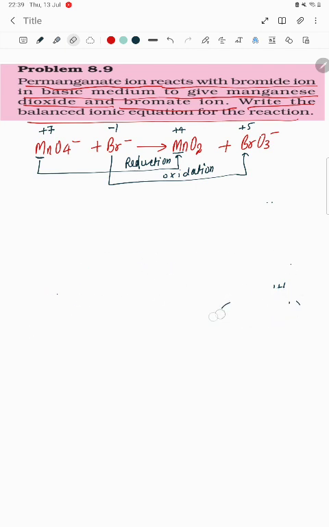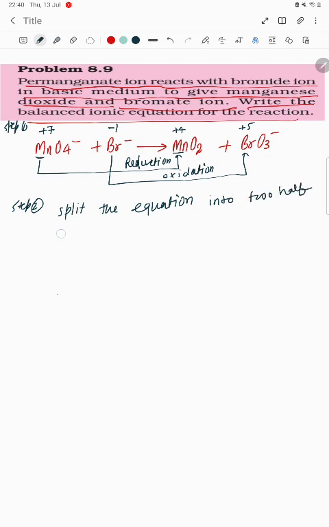Now the next step, we are going to split the equation student, right? This is step number 1 student. If you are considering step 2, we split the equation into 2. Split the equation into what student? Into 2 half equations. This is what student? Half equation.